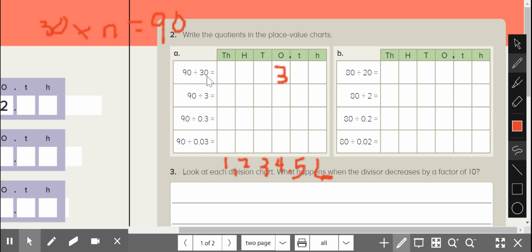So 30 goes into 90 3 times. 3 goes into 90 30 times. 3 tenths goes into 90 300 times. And 3 hundredths goes into 90 3,000 times. Now, I'm going to show you how to look at this last one, 3 hundredths going into 90. We're going to look at this in a couple of different ways.